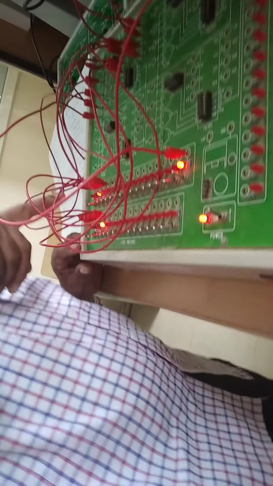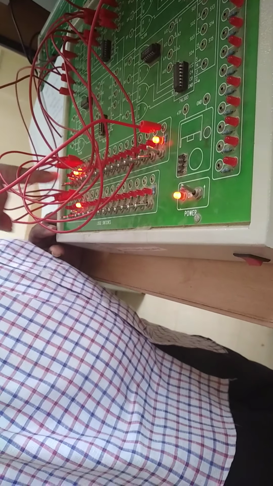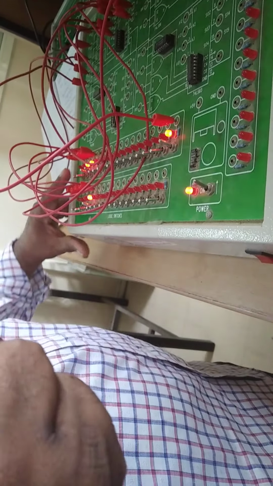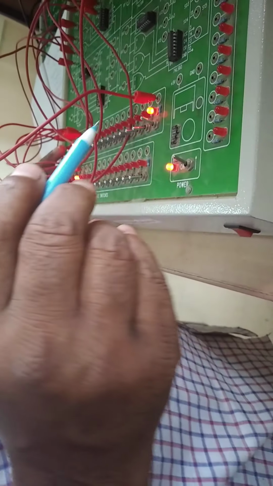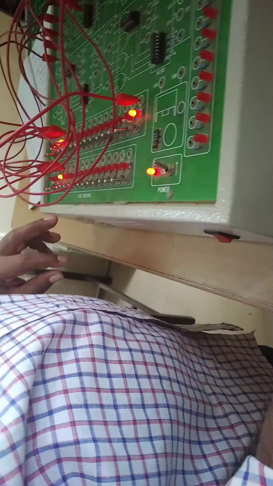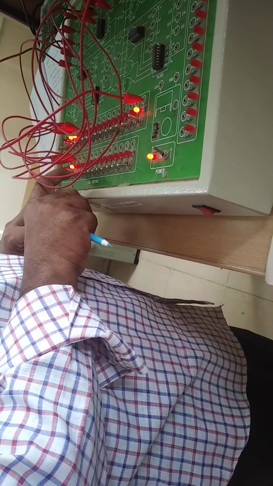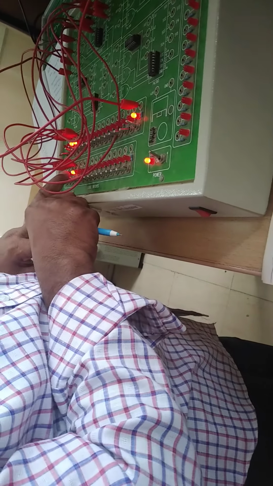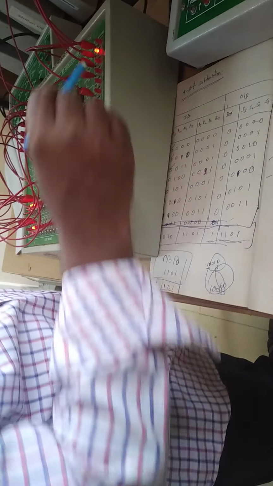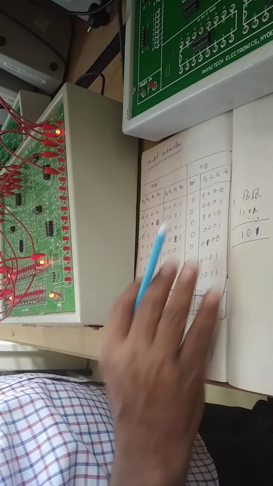A0 is 1, 1 means up. A0 is 1, A1 is 1, A2 and A3 are 0, 0. Next one, B0 is 1 and the remaining 0. Output is 0, 1. One more, the last condition, this one.